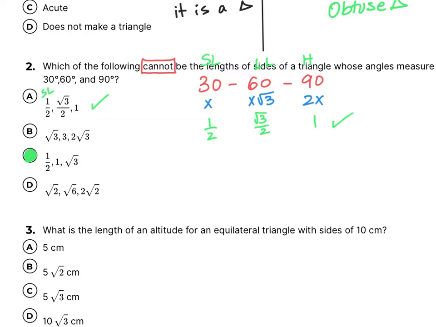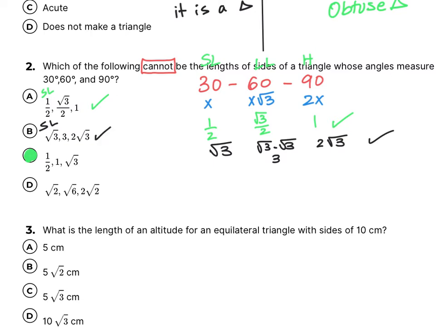So if the short leg is root 3, then the long leg is root 3 times root 3, so x root 3, which is going to give you root 9, and square root of 9 is 3. And the hypotenuse would be 2 times root 3, so 2 root 3. So that follows the pattern.